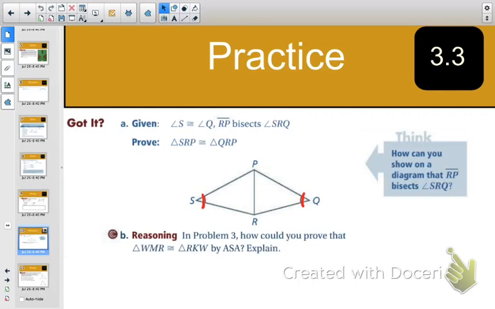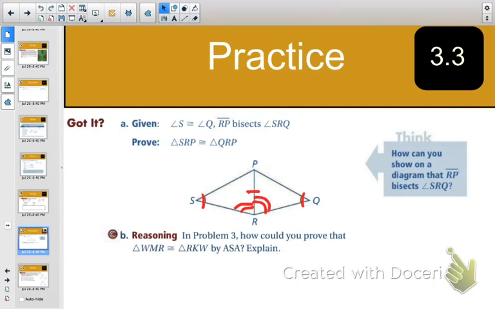So remember, bisect means cuts it in half. So that means this angle right here is going to be the same as this angle right here. Okay, so we know those two angles are congruent. And then they also share a side. So this side right here, PR, is the same in both these triangles. So actually I should make two arcs here because we already have one arc on the other one.